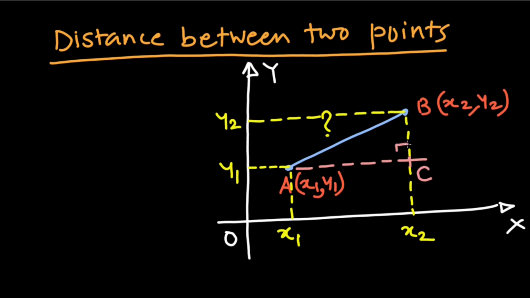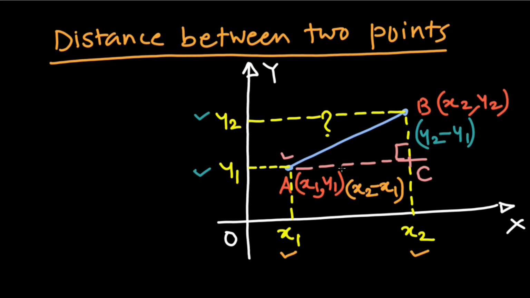This angle BCA is 90 degrees. The distance between points A and C will be x2 minus x1. So we write this distance x2 minus x1, and the distance between points B and C will be y2 minus y1. So we write BC equals y2 minus y1.